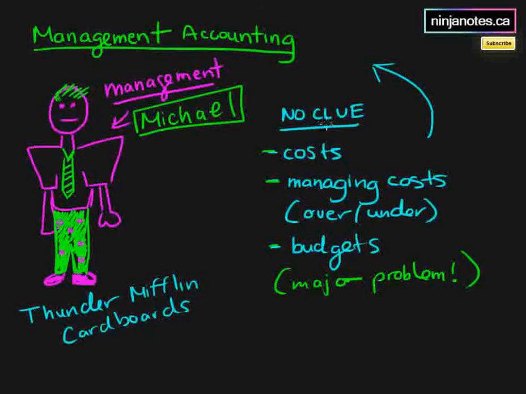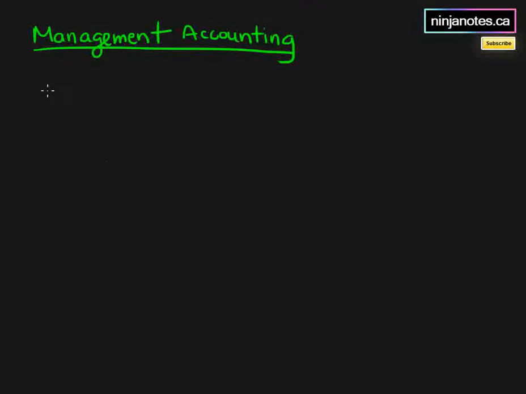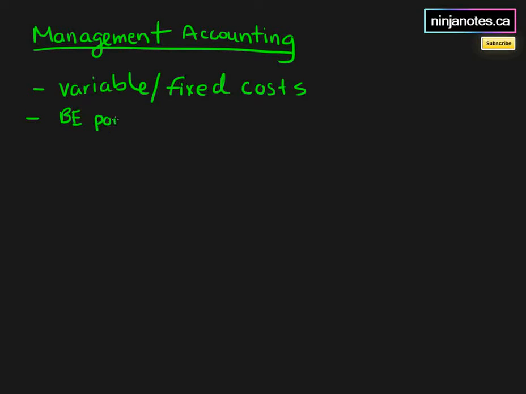In order for Michael to turn himself around as a manager, using these videos he's probably going to have to learn how to perform management accounting. What we're going to learn is, essentially, how to differentiate between variable and fixed costs. We'll be talking about how to recognize break-even points, abbreviated as BE, in dollars and units. So how many dollars it'll take for us to break even in revenue, and how many units it'll take for us to break even.